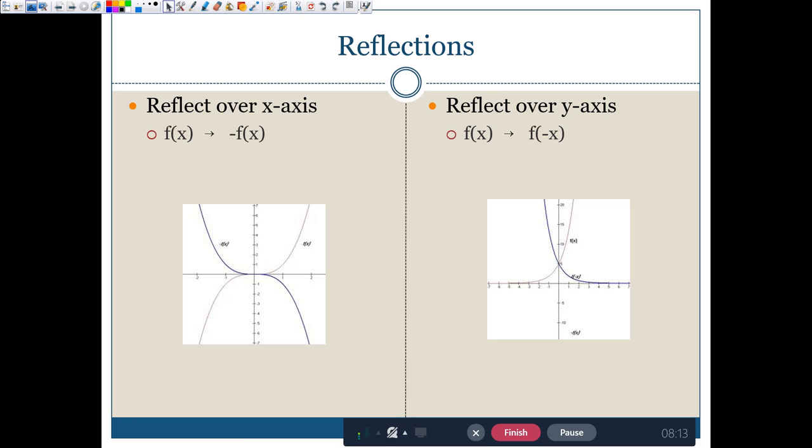But when we have our reflection over the y-axis, only my x values change. My y values stay the same, or the value on the outside stays the same. So the negative sign only affects the x. Okay, my y-intercept wouldn't change. Where here it would.